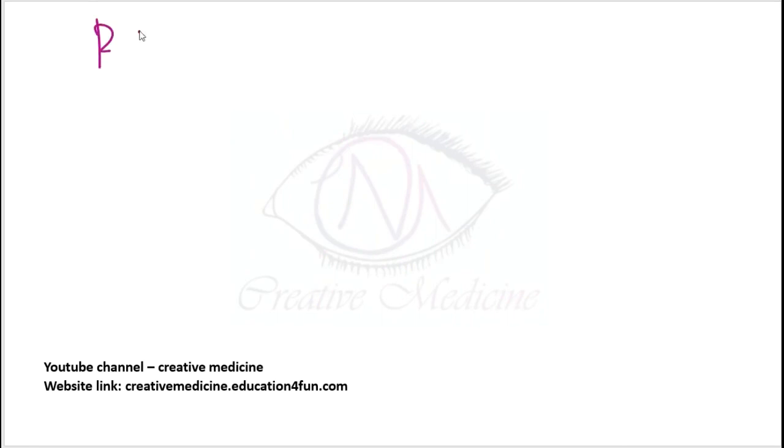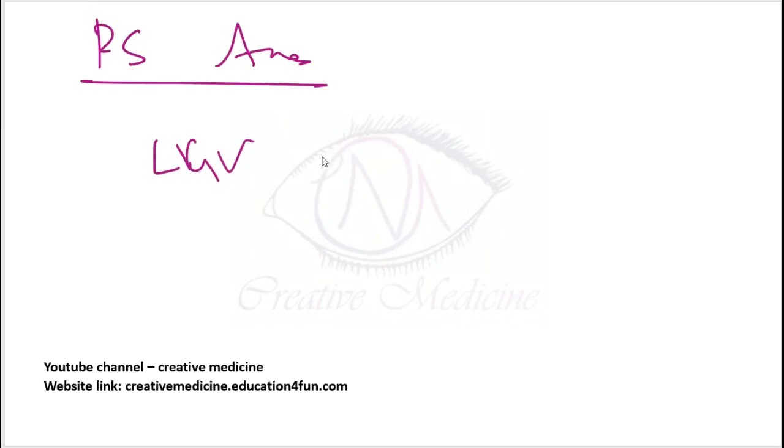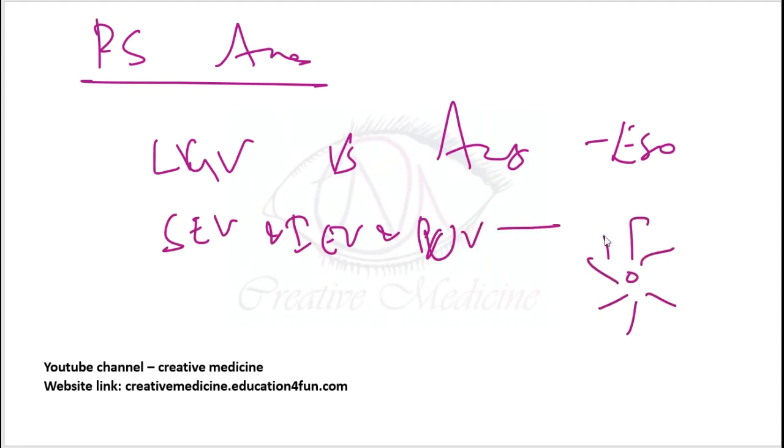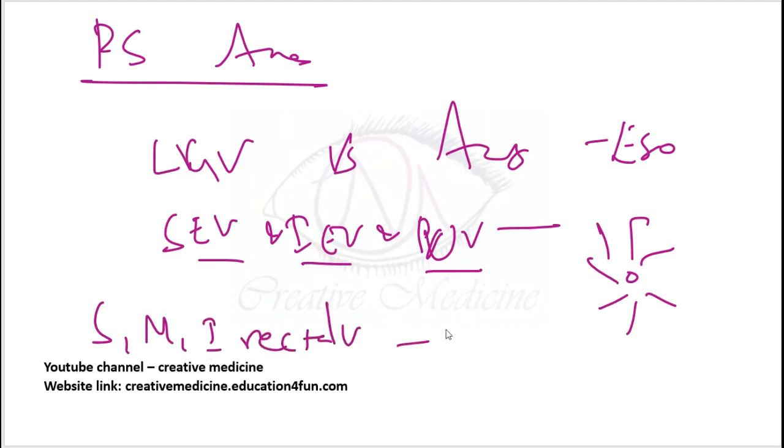Then, where do you see these portosystemic anastomoses? The left gastric vein anastomoses with the azygous vein, and it forms esophageal varices. The superior epigastric vein, inferior epigastric vein, and para-umbilical vein result in caput medusae, whereas the superior, middle, and inferior rectal veins result in rectal varices.